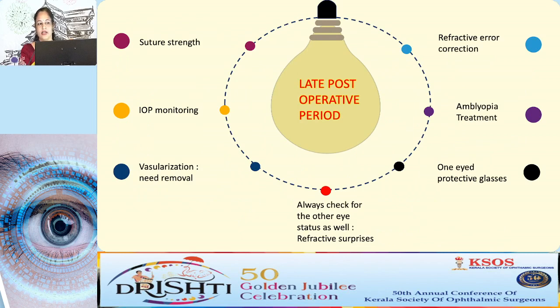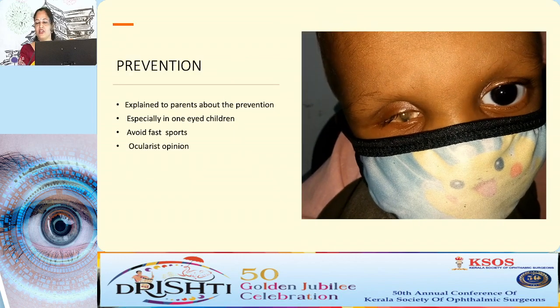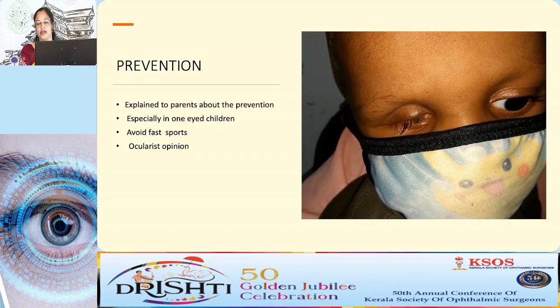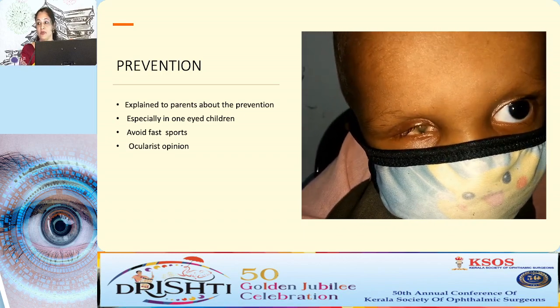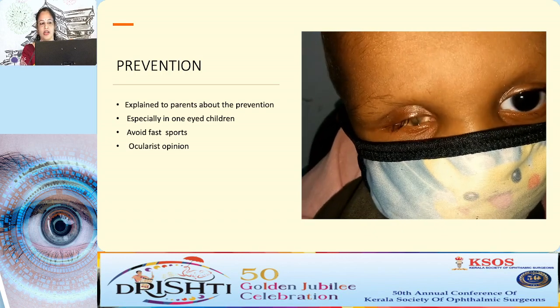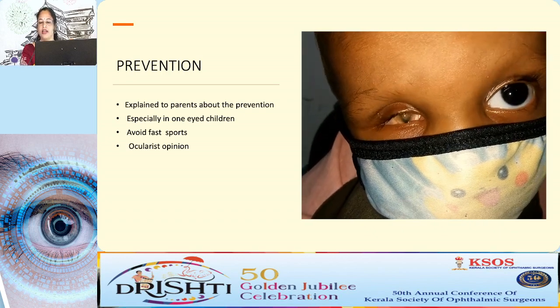And in the late stages, look for the suture strength, do IOP monitoring, look for vascularization, and definitely do amblyopia treatment. And always prevention is better. Get an ocularist opinion, and especially in one-eyed children, they have to wear protective glasses. Tell the parents about it and educate them about it.